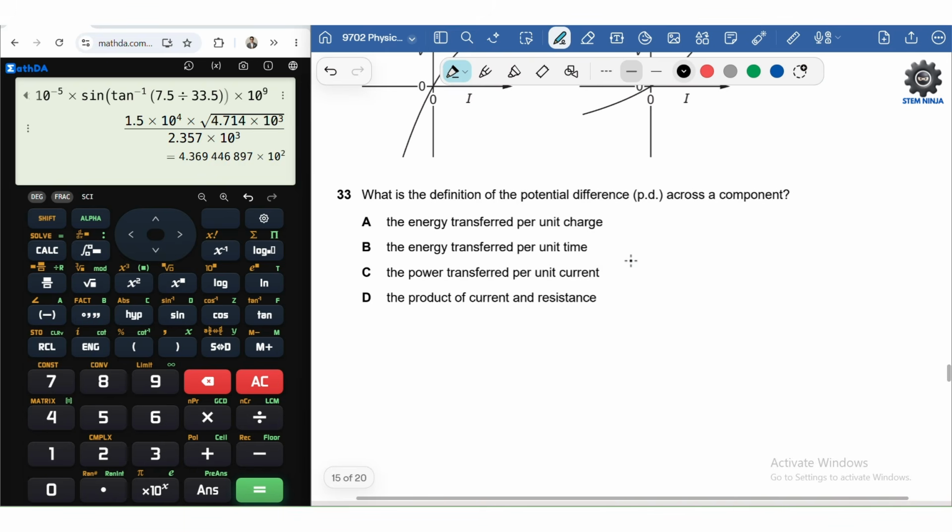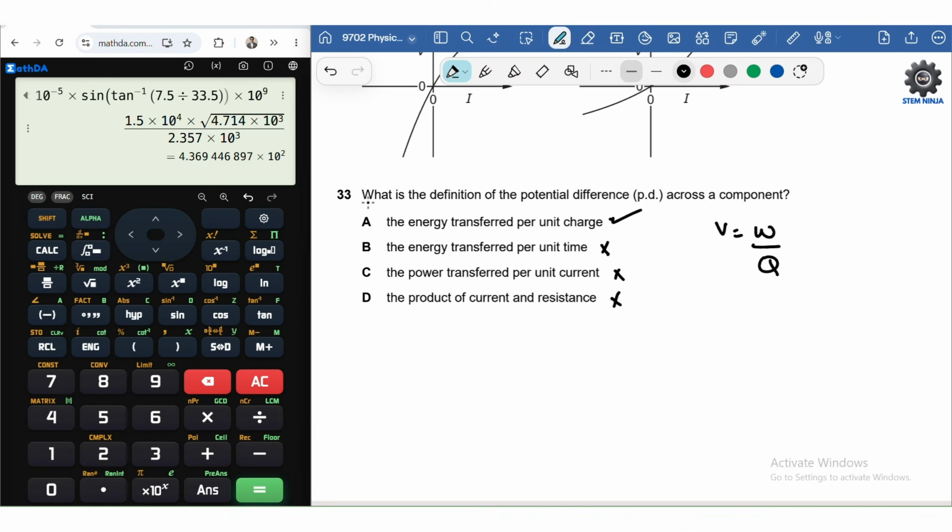What is the definition of the potential difference across a component? This is just work done, or energy transferred per unit charge. Not energy transferred per unit time, not power transmitted per current, not product of current and resistance. So only A, straightforward, is correct.